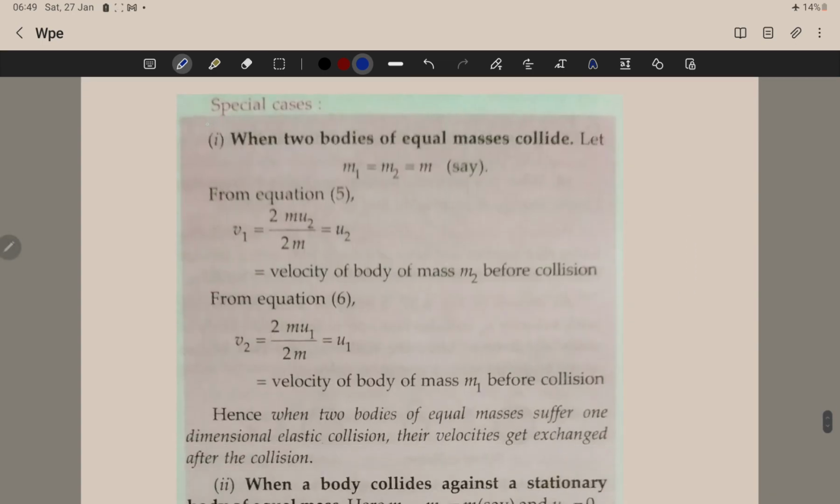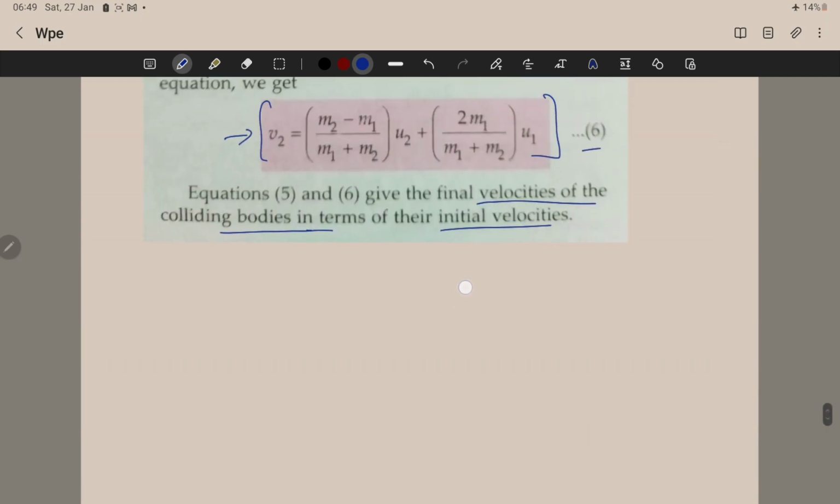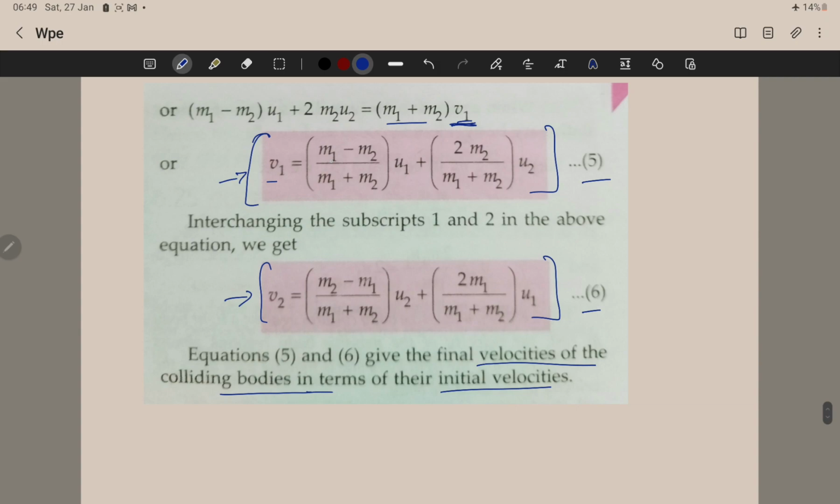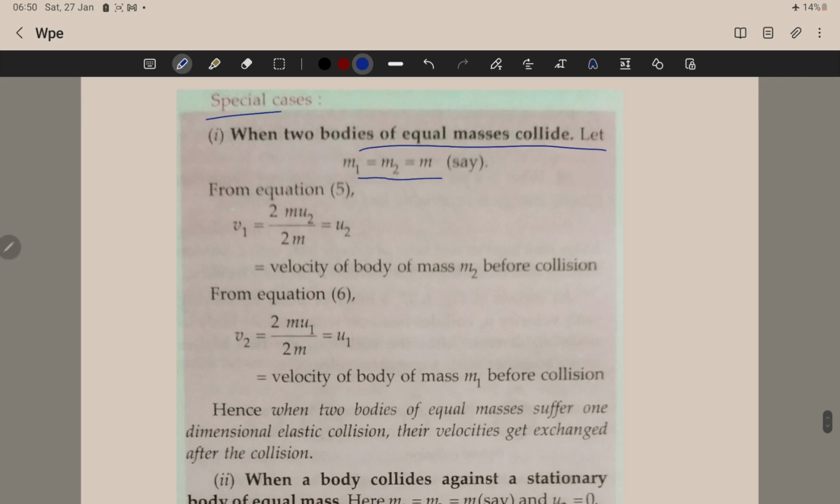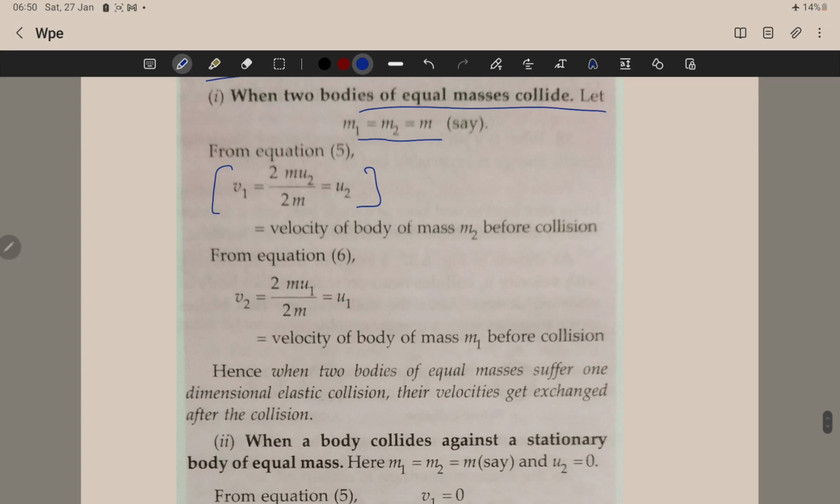Now there are some special cases. When two bodies have equal mass, m1 = m2 = m, just equate m1 and m2 in this equation. This becomes 0, this becomes 2 times m1. If you put the value, you get v1 as 2m u2 by 2m, so v1 is equal to u2. This means all the velocity of the second body is transferred to v1.